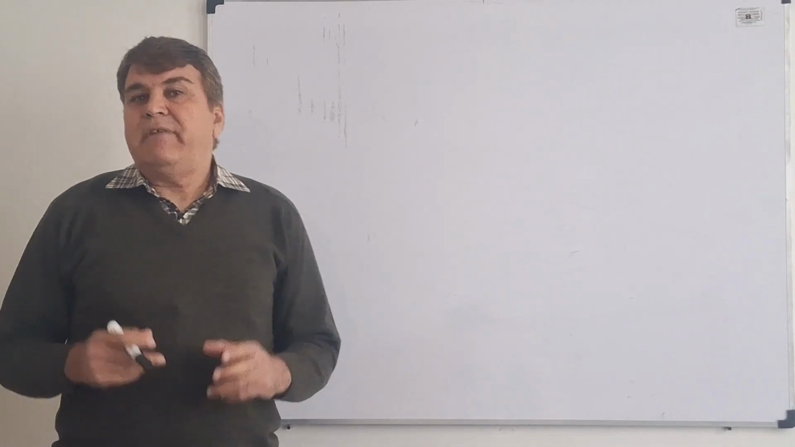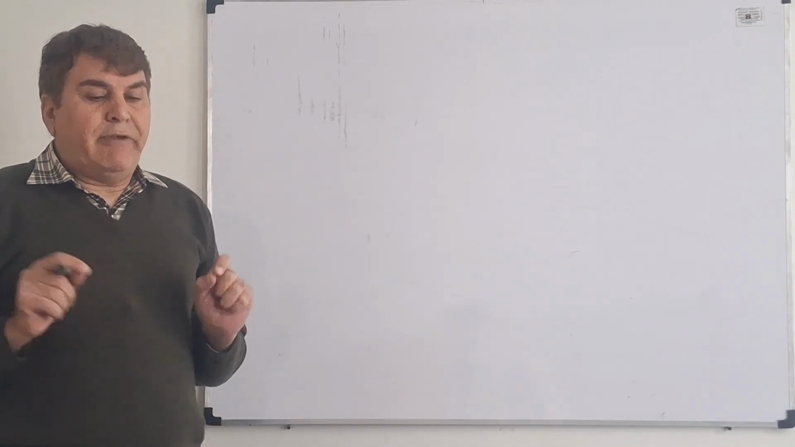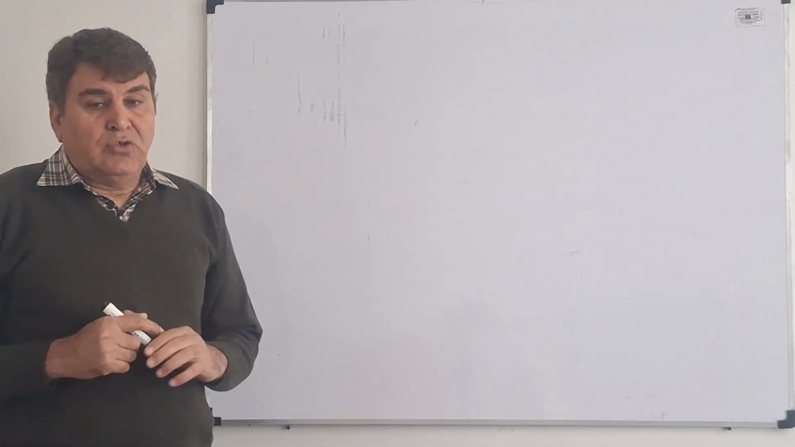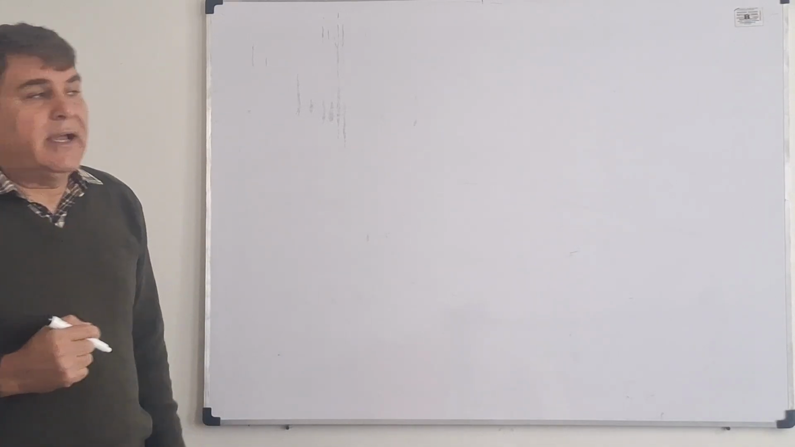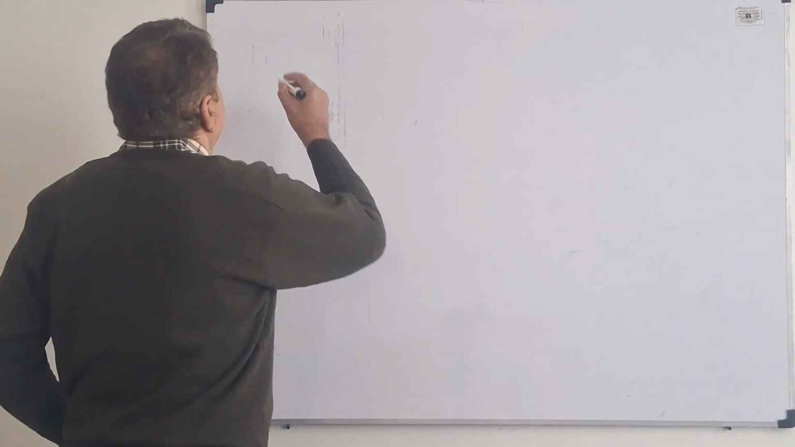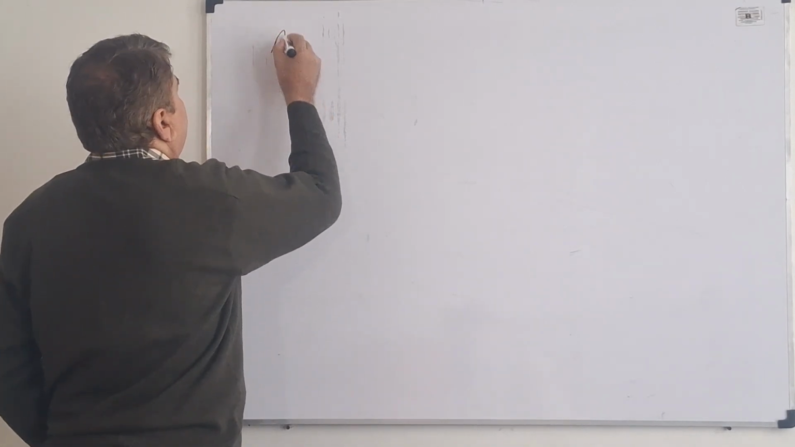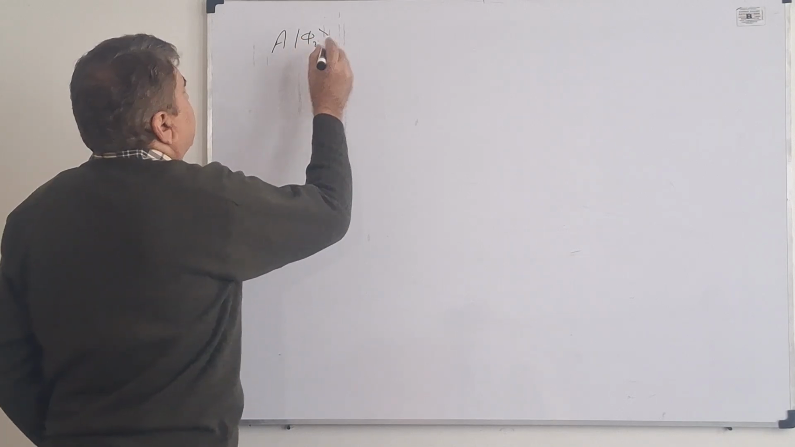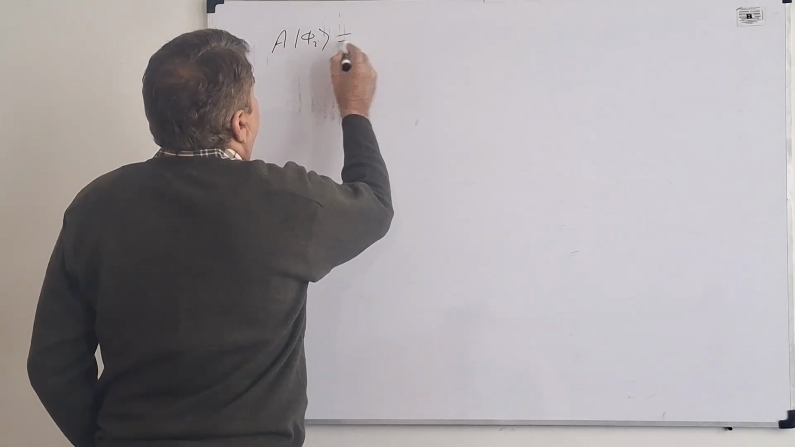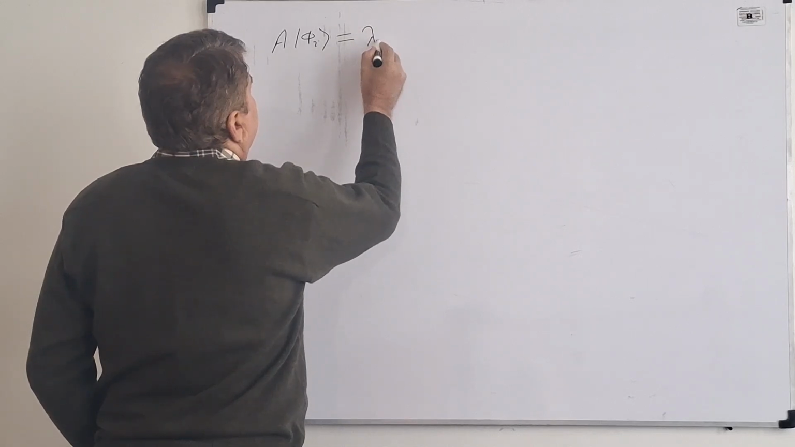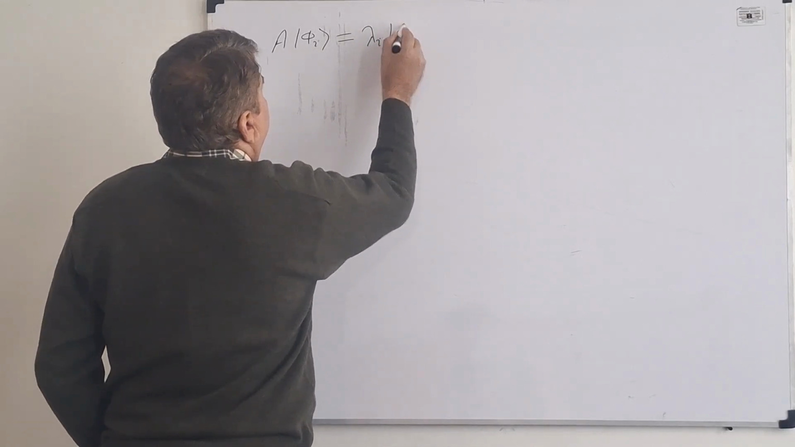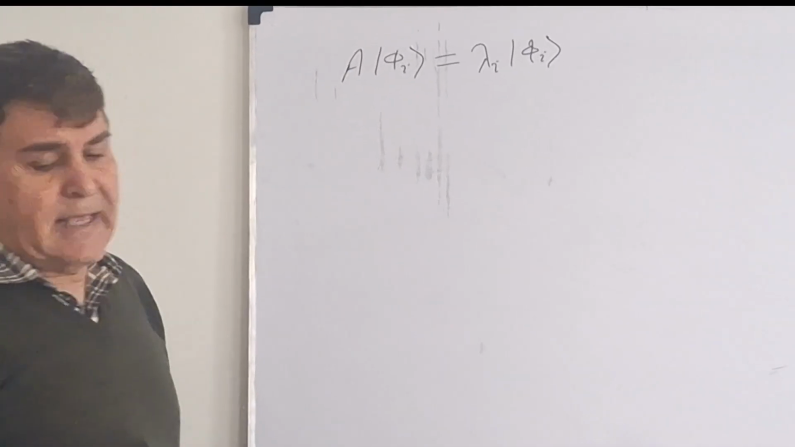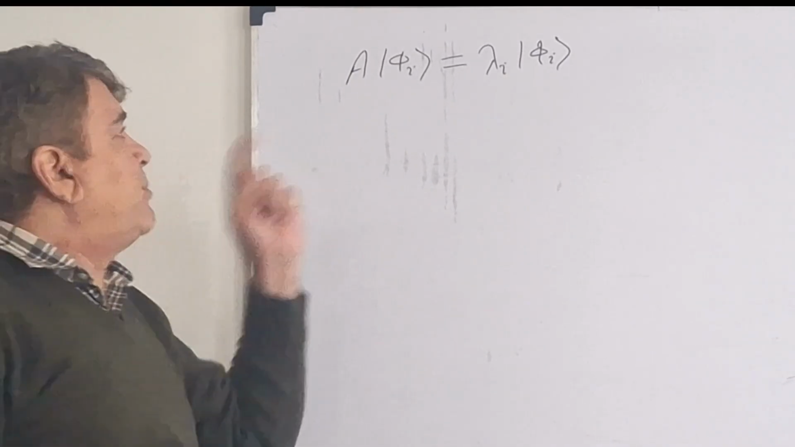In this video, I will let you know about a very necessary condition on the eigenvalue equation. So I first want to write down the eigenvalue equation for an operator A. If A is an operator, then we write the eigenvalue equation in the form A|φ_i⟩ = λ_i|φ_i⟩. We call this the eigenvalue equation of operator A.